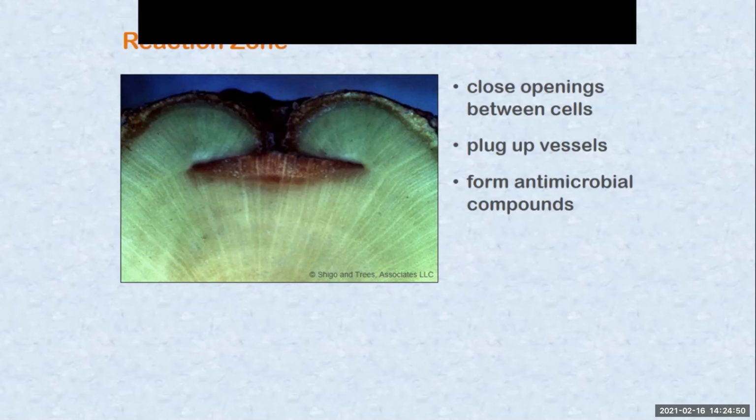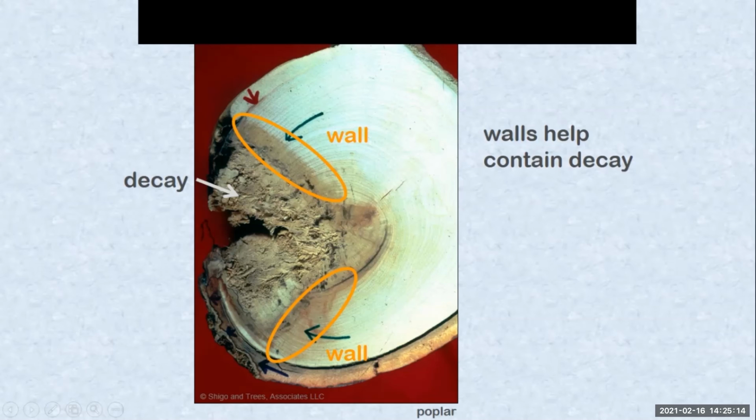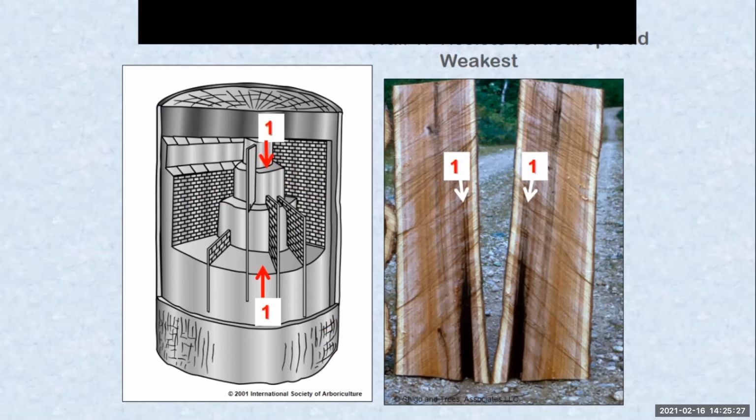And the same thing is kind of happening in trees. You have a reaction to a hull breach, if you will. The openings between the cells get closed down. The vessels start to plug up with materials, and you get antimicrobial compounds being formed. And these are all to help prevent the spread of decay. And these walls within trees are basically reactions occurring to help prevent the spread of decay.